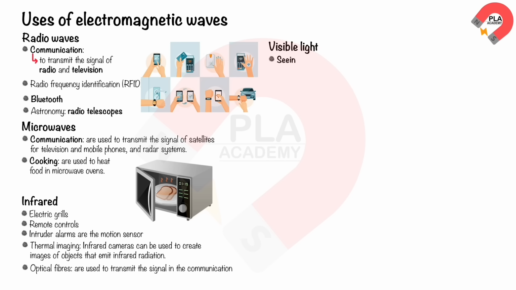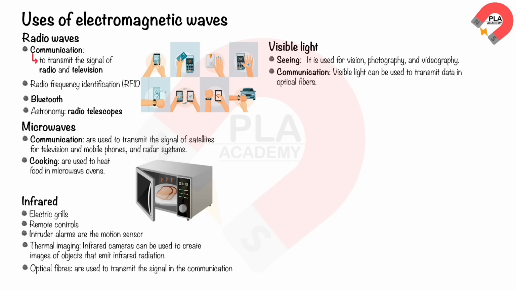Visible light. Seeing. Visible light is the part of the electromagnetic spectrum that can be detected by the human eye. It is used for vision, photography, and videography. Communication. Visible light can be used to transmit data in optical fibers.